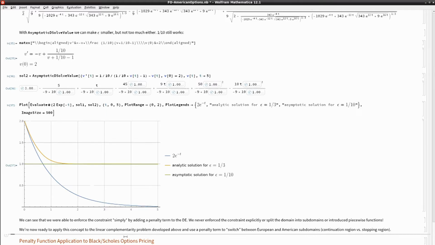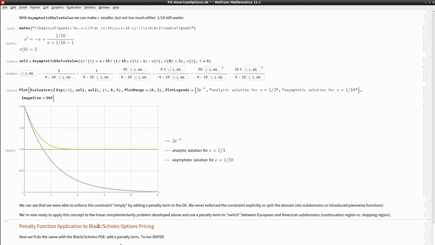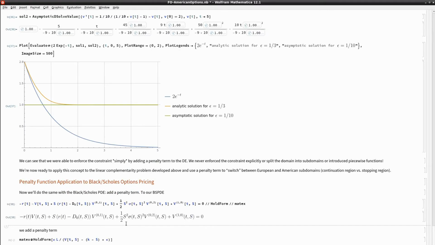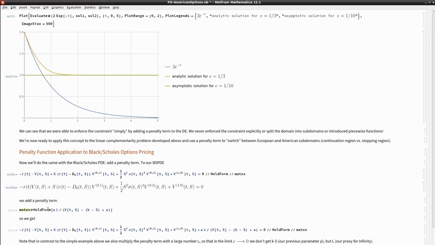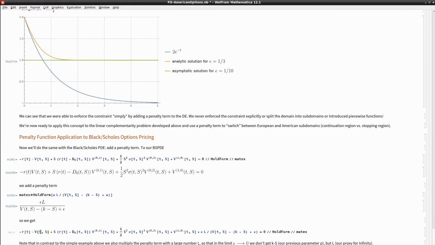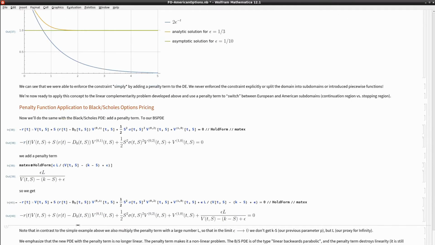So let's apply the penalty function approach to our Black-Scholes options pricing. We'll now do the same thing with our Black-Scholes PDE. We're adding a penalty term. So let's remember what we had for the Black-Scholes PDE. This was our European Black-Scholes PDE. And all we're doing now is that we're adding a penalty term. It looks similar to the penalty term that we've used in our simple ODE above.